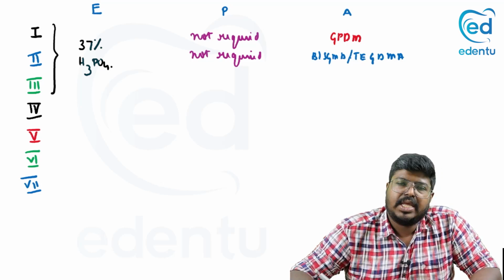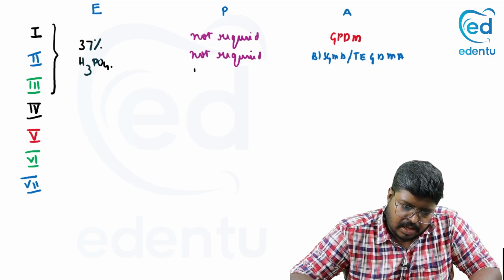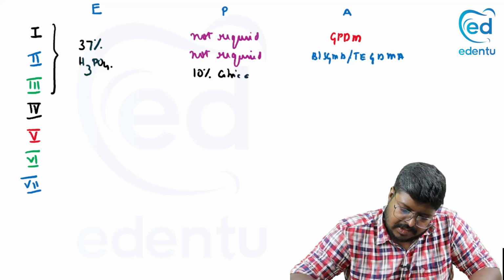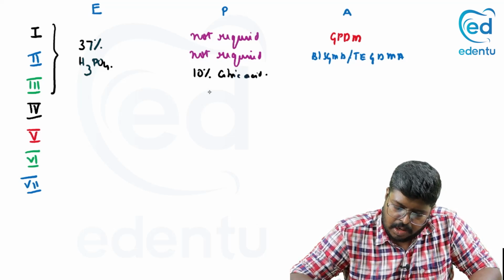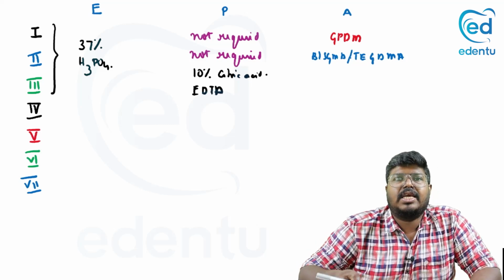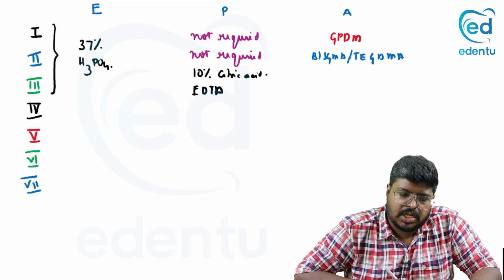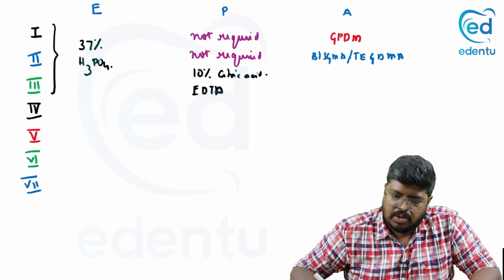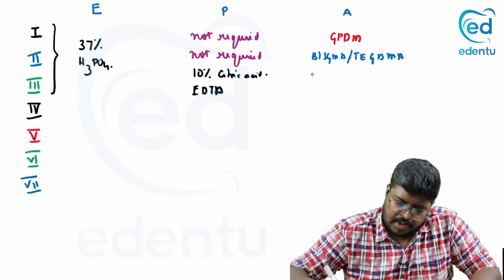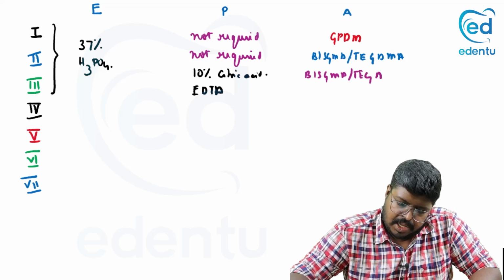But when it came to the primer, here you started adding something like 10% citric acid, or our friend EDTA. So, EDTA is introduced as a primer in the third generation. Here again, you had the addition of bis-GMA and TEG-DMA.